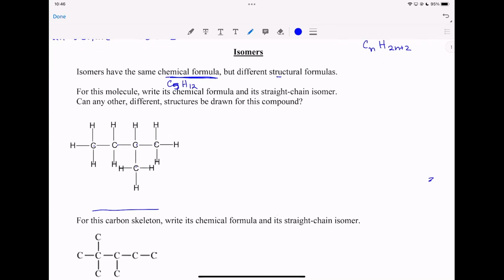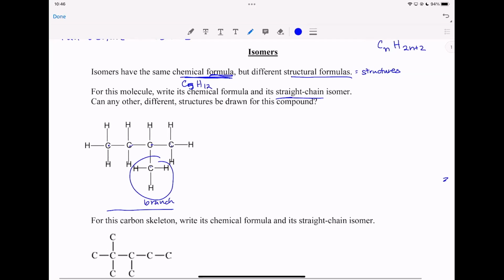Well, we can draw different structures. So the structural formula, that's the structure that shows the atoms and how they're bonded. So it's not a formula like a math formula, and neither is the chemical formula, but for the molecule here, we can draw the straight chain isomer, because this right here is a branch. So this is called a branch. It's off the main chain, which has 1, 2, 3, 4 carbons. So we can draw a straight chain version of this that does not branch. So that basically means 5 carbons, 1, 2, 3, 4, 5 carbons.